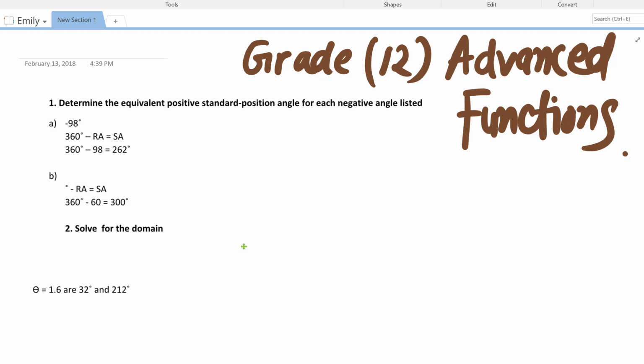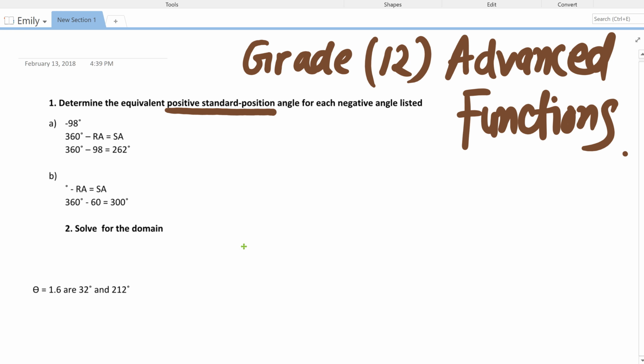Okay, Emily. Determine the first problem. Determine the equivalent positive standard position angle for each negative angle listed. Negative 98. Now, positive standard position. Do you understand the meaning of positive standard position?